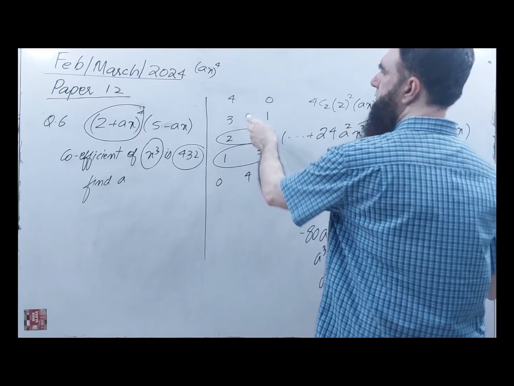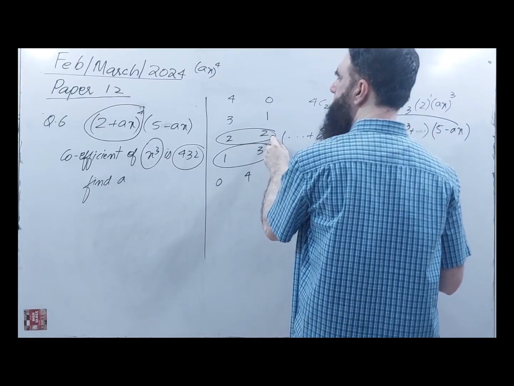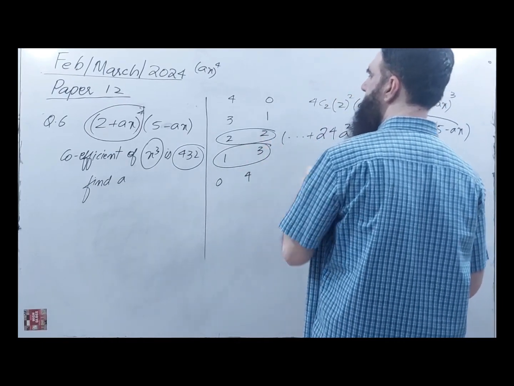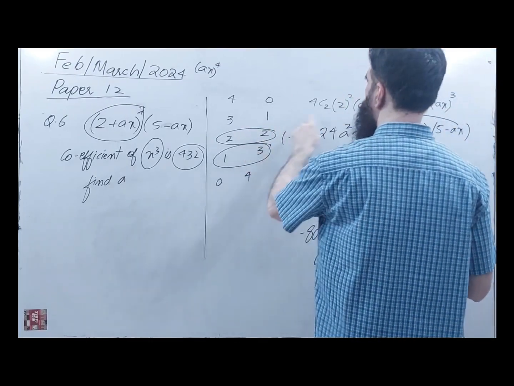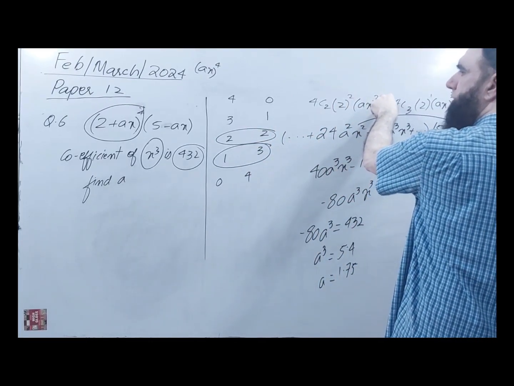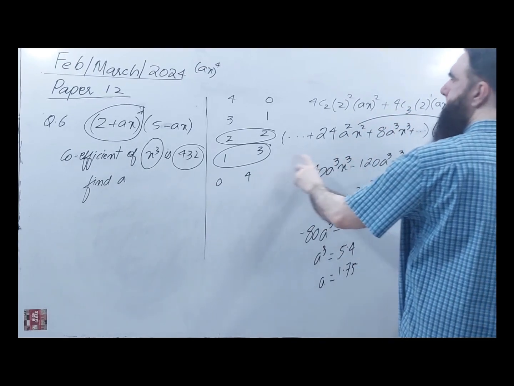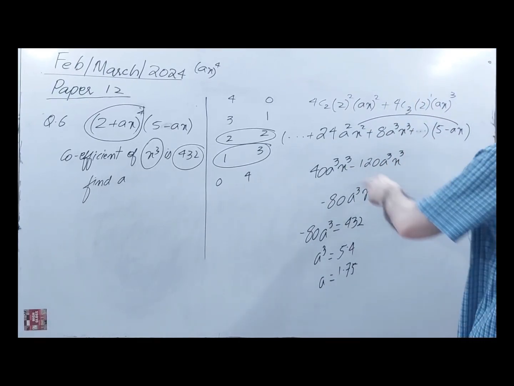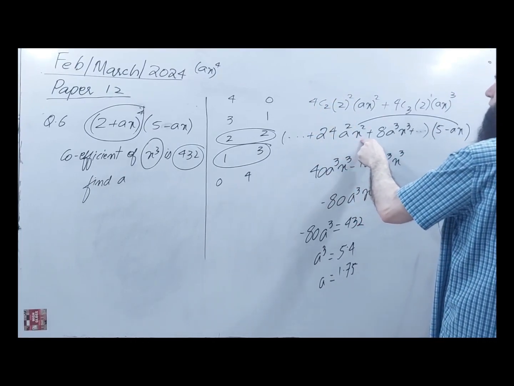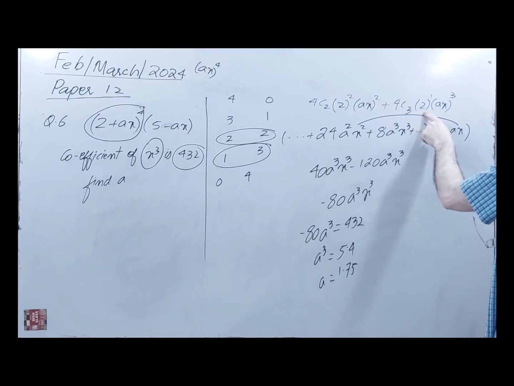Check out. The first term is 4C0, 4C1, 4C2, 4C3, so we are looking for this one. This is 4C0, 4C1, 4C2 times 2 squared times (ax) squared. Fine. And then we have 4C3 times 2 to the power 1 times (ax) cube. If we simplify, 4C2 is 6, 6 fours are 24, a square x square. And 4C3 is 4, 4 twos are 8, a cube x cube, with 5 minus this.